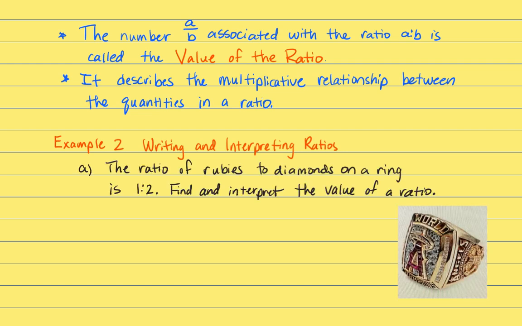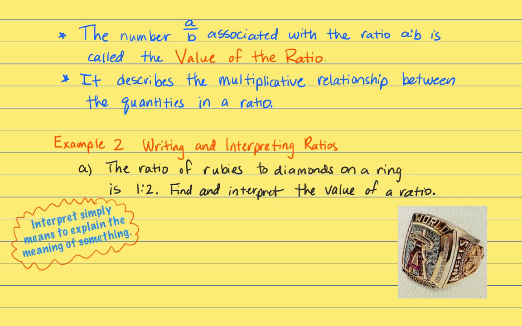So the ratio of rubies to diamonds on a ring is 1 to 2. The question would ask us, find and interpret the value of a ratio. Little pop-out box over here. I just wanted to mention, the word interpret simply means to explain the meaning of something. So don't get nervous when you see that word. It just means to explain it.